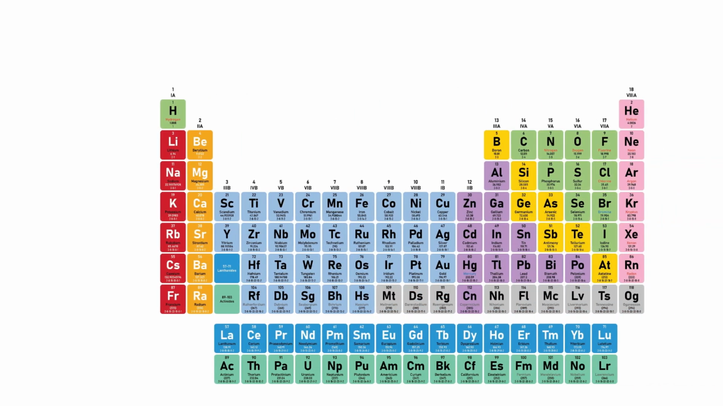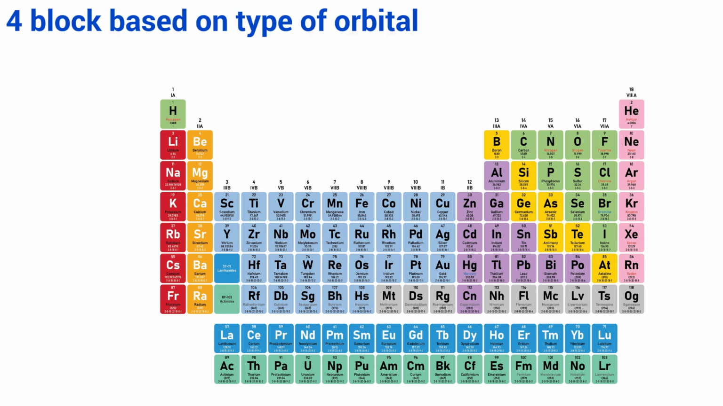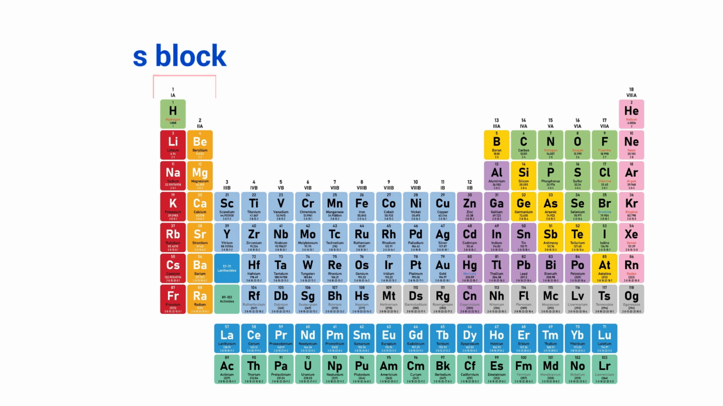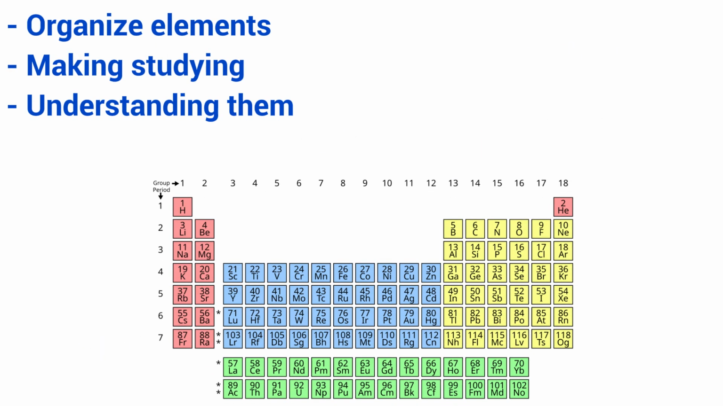Let's remember quickly how the periodic table is arranged. The periodic table is arranged into groups and periods. The modern table has 7 periods and 18 groups. The table is also divided into 4 blocks based on the type of orbitals: S block, P block, D block, and F block. This arrangement helps organize elements by their properties, making studying and understanding them easier.